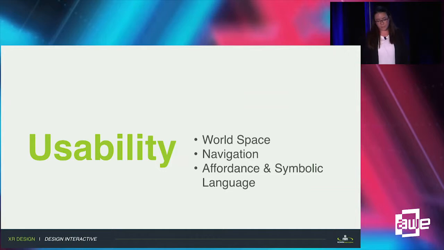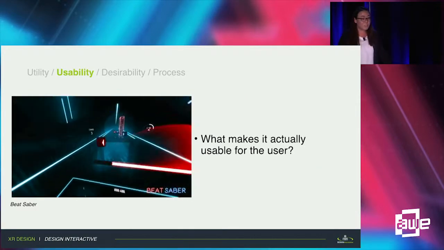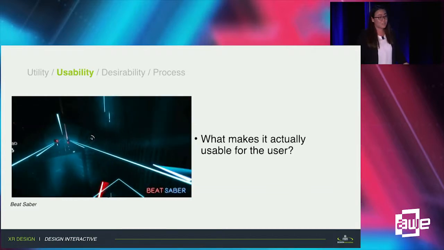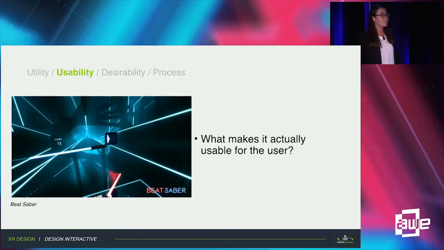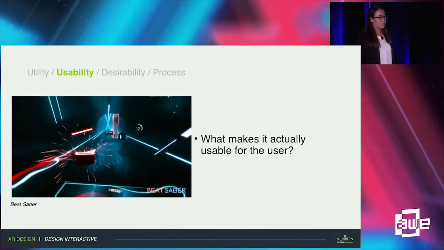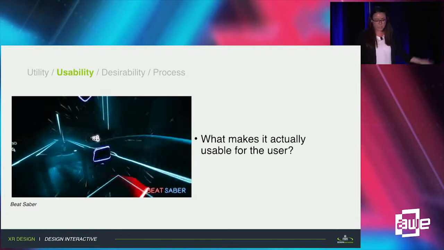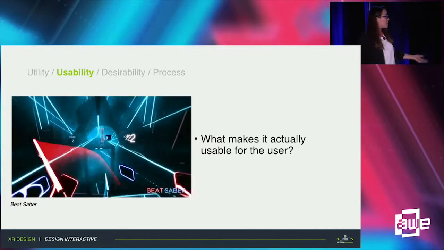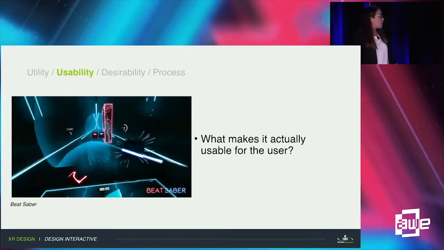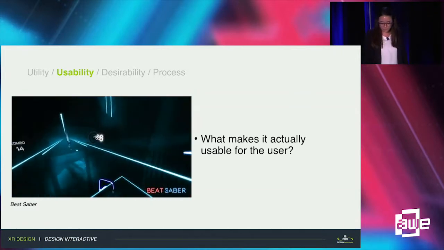Moving on to usability. So usability is simple. It's basically, is the system usable for the user? Do they know where the exit button is? Do they know what their next steps are? Do they know how to get around this navigational space? And that's an example of Beat Saber, which I think is a really great example. Users know almost immediately what they're supposed to do, so it is very usable.